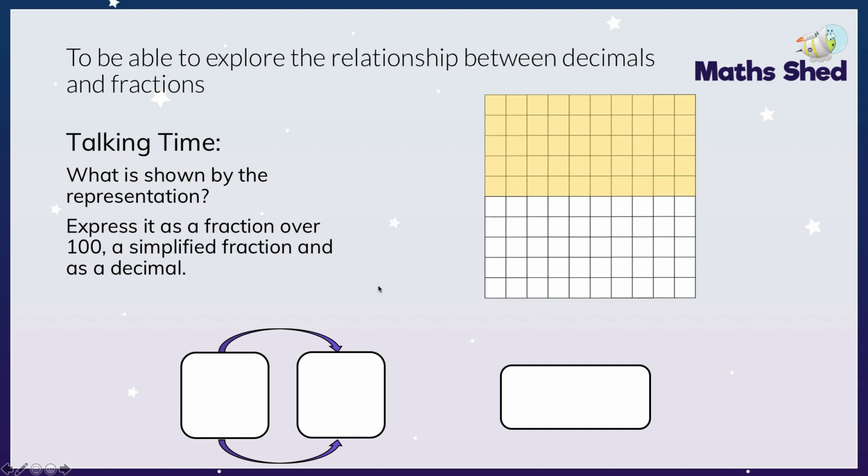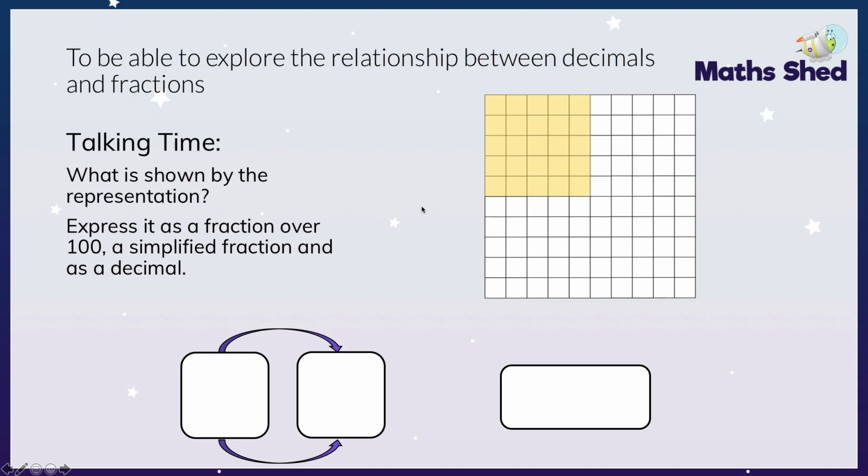Okay, next one. What is shown by the representation? Express it as a fraction over 100 this time, a simplified fraction, and as a decimal. So this time we have a grid with 100 squares in it. How many of them are shaded? Well, I can see that 50 of them are shaded. So it would be 50 over 100, which would simplify to 1/2 because half of the square is shaded.